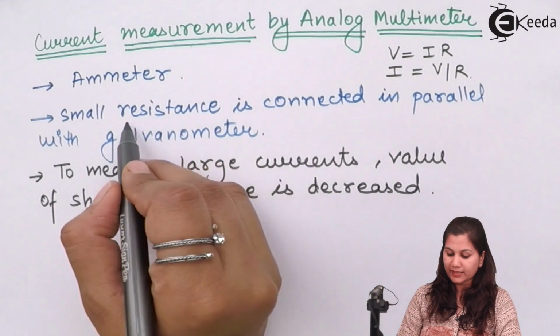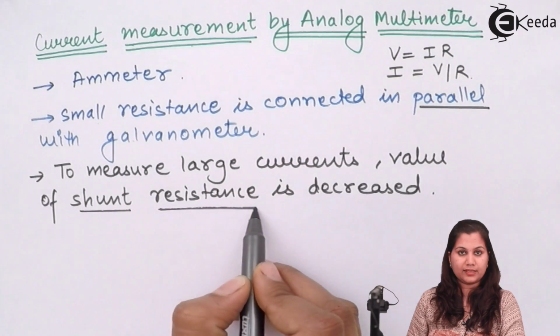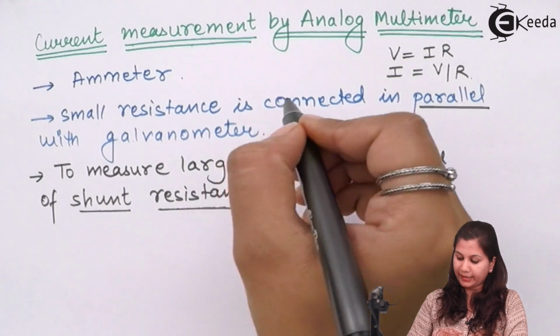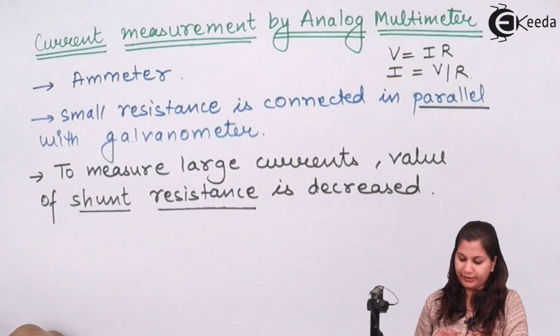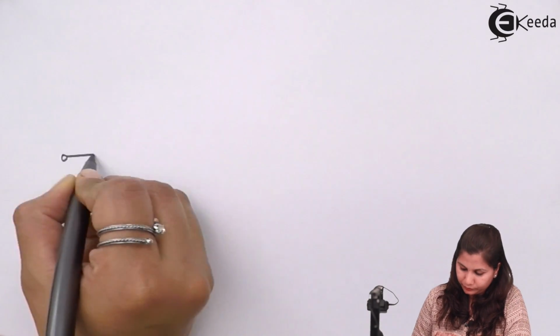Because this resistance is connected in parallel, it is called a shunt resistance. And for this shunt resistance, if we want to measure large currents, then its value is to be decreased. Let's see the circuit for it, how current is measured.